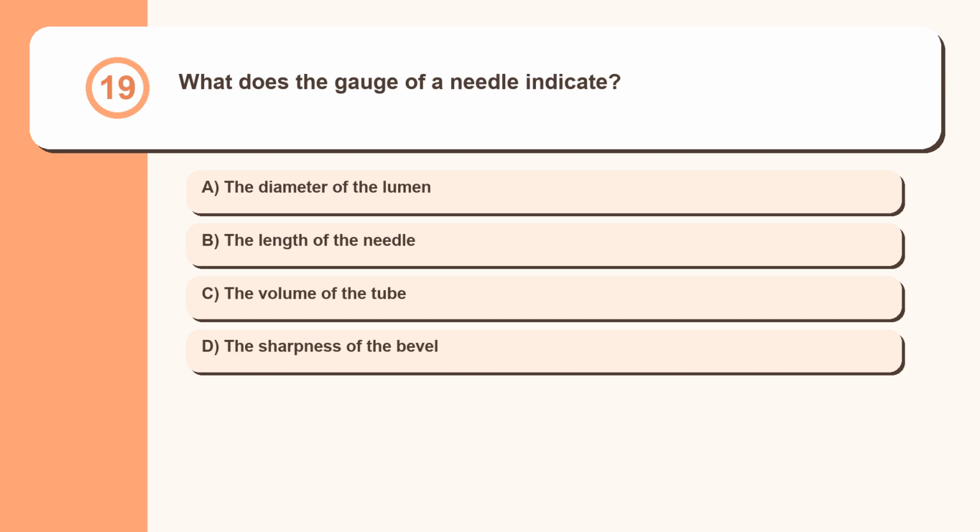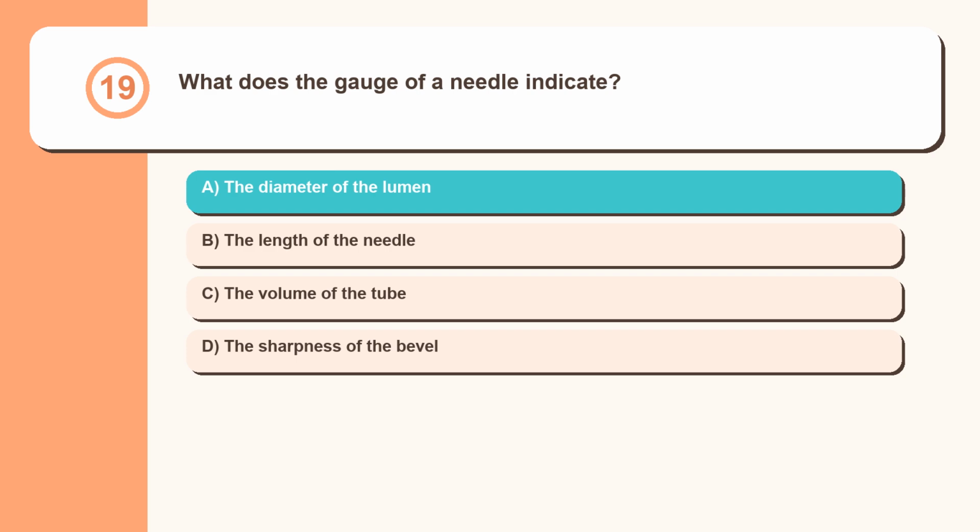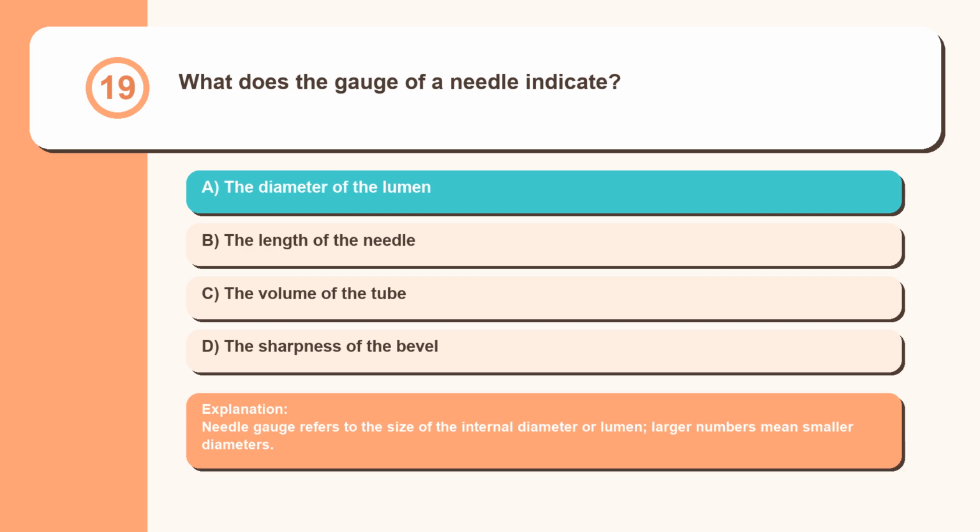Question 19. What does the gauge of a needle indicate? The diameter of the lumen, the length of the needle, the volume of the tube, the sharpness of the bevel. Needle gauge refers to the size of the internal diameter or lumen. Larger numbers mean smaller diameters.